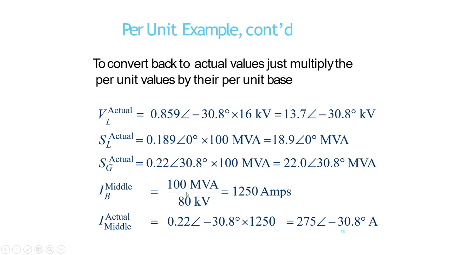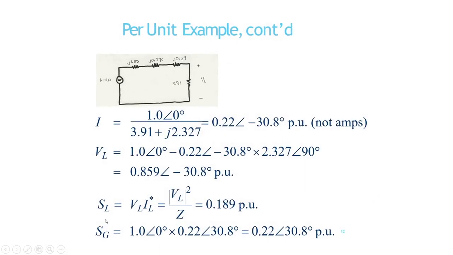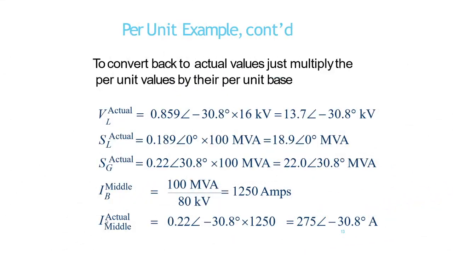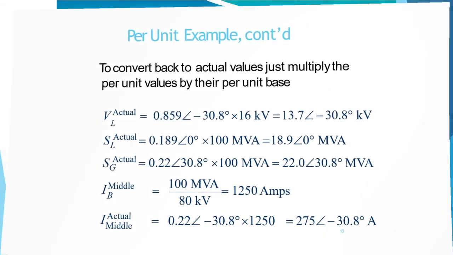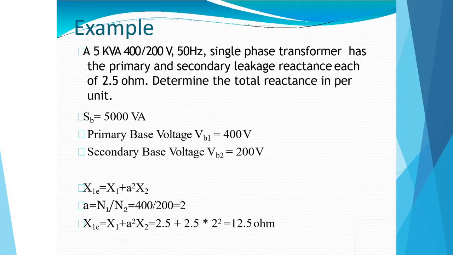IB middle is 100 MVA by 80 kilovolt, that is 1250 amps. I middle actual is 0.22 angle minus 30.8 degree into 1250, that is 275 angle minus 30.8 degree ampere. Let us see another problem.